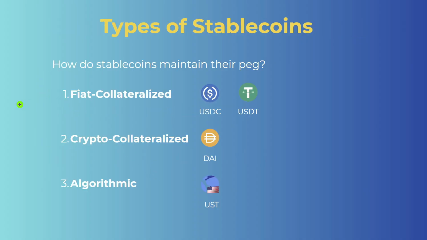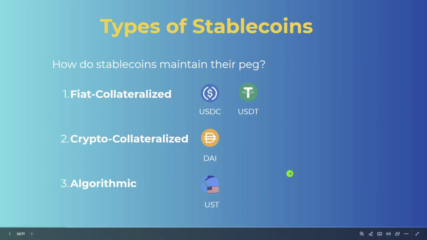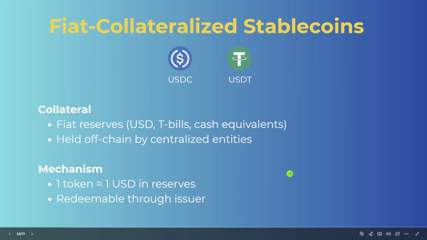So the three types of stablecoins are fiat-collateralized stablecoins, crypto-collateralized, and also algorithmic. The most famous example of each type: for fiat-based stablecoins, it is USDC and USDT. For crypto-collateralized, DAI, nowadays USDS. For algorithmic stablecoins, UST or TerraUSD.